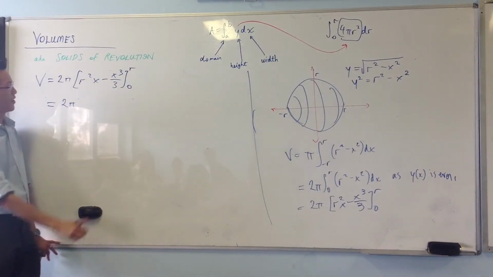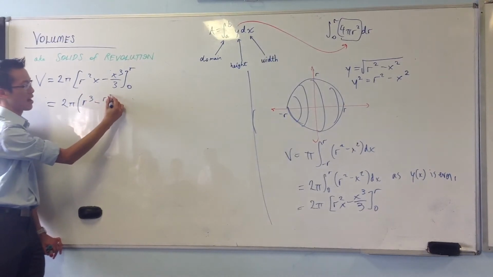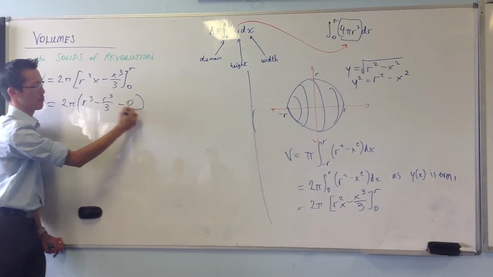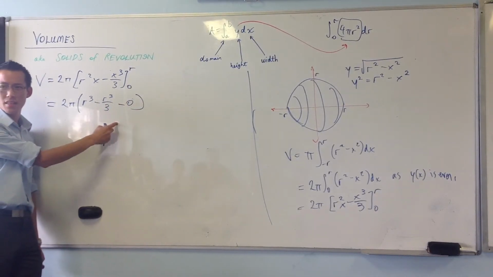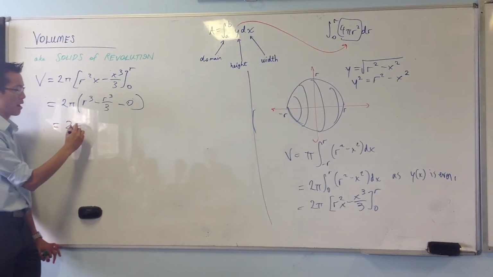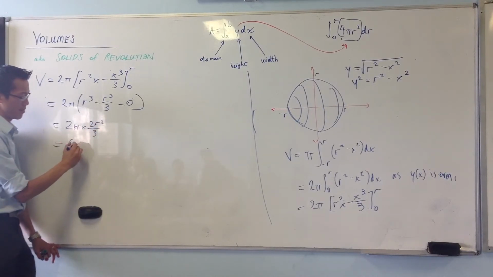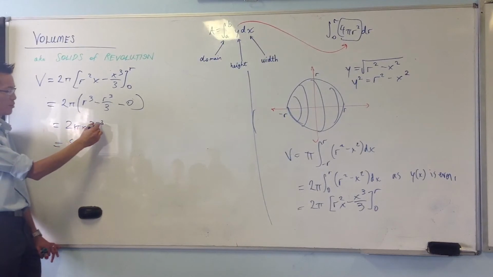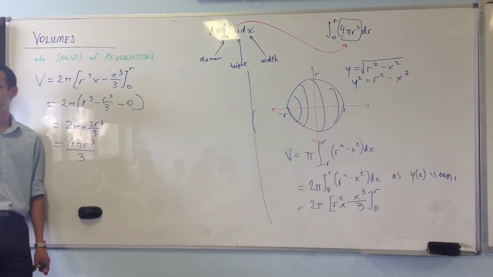What happens? You stick your r in and you're going to get r cubed minus r cubed on 3, minus what is equal to it, 0? So what's that equal to? 1 lot of that minus a third of it is 2/3. 2/3 is left. So 2 pi, 2 r squared on 3, and sorry, did I write r squared? r cubed, I knew something was wrong. Well, that's a relief, isn't it?